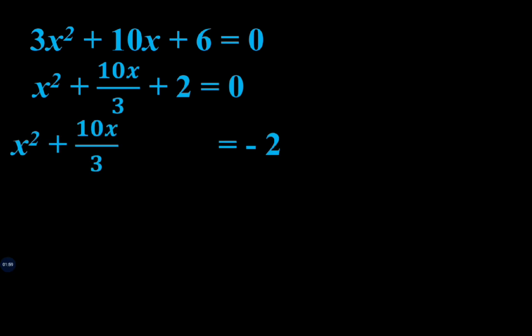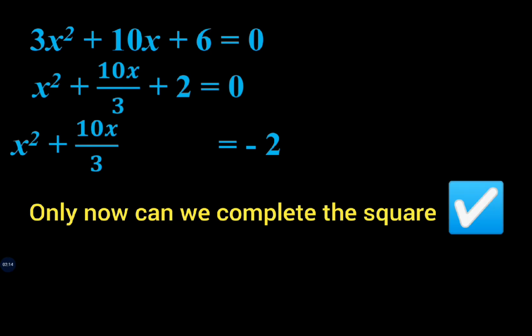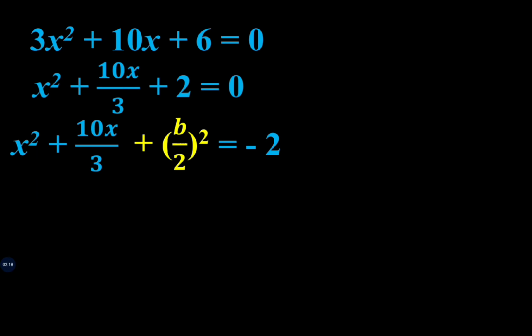Next step, move the constant term across the equal sign so that you're left with an expression on the left hand side with x and a term on the right hand side without x. Now we can do the technique of completing the square. To complete the square on the left hand side, we need to add b over 2 squared. That will make the whole expression a perfect square, and therefore we'll be able to get a binomial that is being squared on the left hand side.